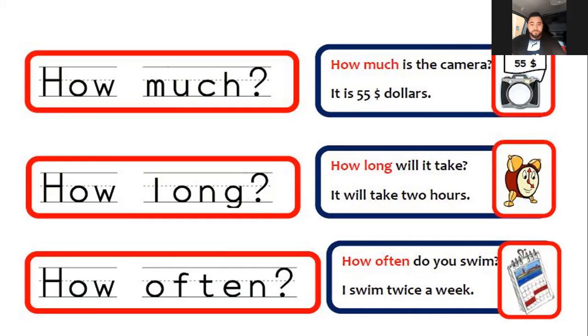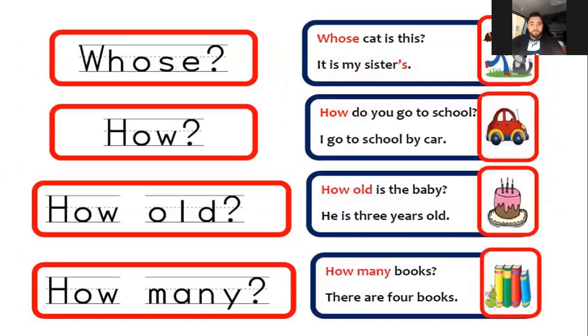How often? How often, cuán a menudo. How often do you swim? O con qué frecuencia nada. I swim twice a week. And in this twice a week, we are also using some frequency adverbs.